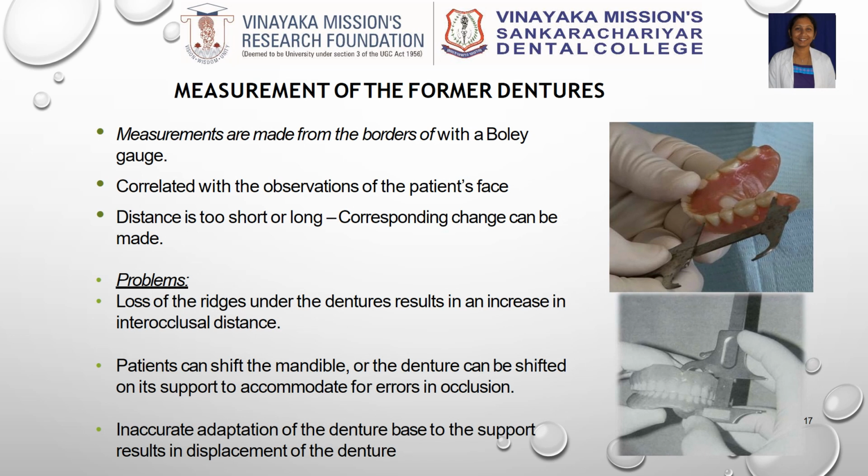Then comes the measurement of the previous denture. If the patient is walking into the clinic with the previous dentures, it is always advisable for an operator to check the previous denture, whether the vertical dimensions are proper, if the face dimension is okay, if the lip support and the perioral tissues are fine, then we can always go ahead with the same vertical dimension. If you find any kind of discrepancies, we have to note them down so that we can rectify them in our dentures.